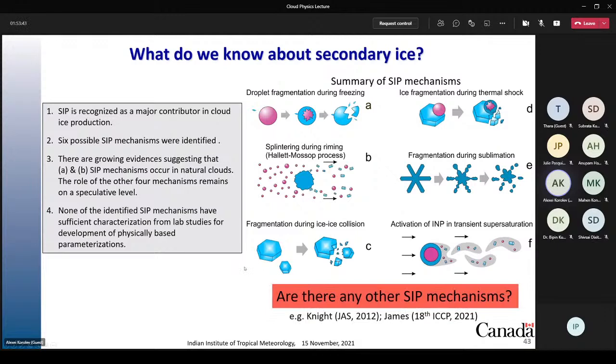But are there any other mechanisms along this way? There are some unconfirmed by other research groups, studied by Charlie Knight, published in a JAS paper in 2012, and a recent one coming from the 18th ICCP in Pune. So it may not be limited to only these six mechanisms. So far, we are most confident about these two mechanisms, but there is no direct evidence about the presence of these mechanisms in clouds. So we have lots of things to learn yet.